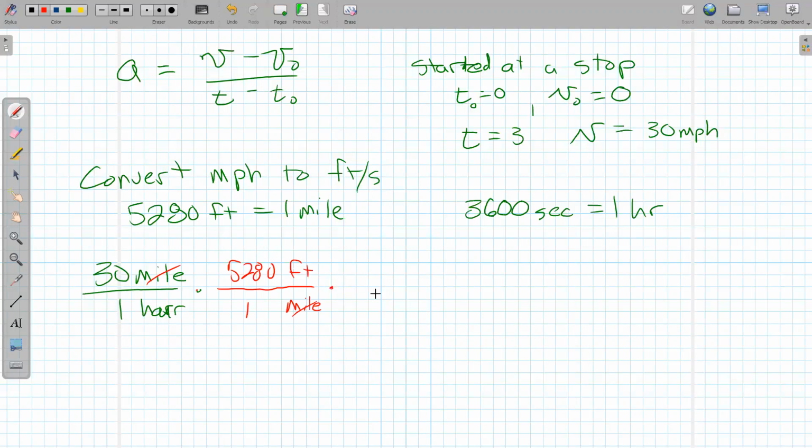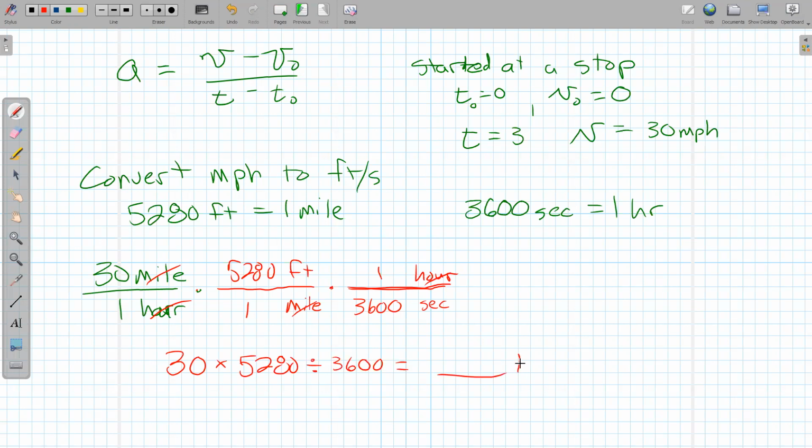For the other one, to get rid of hours, since hours started in the bottom, hours has to go in the top to eliminate it. And then I can change to seconds. And 1 hour is 3,600 seconds. So the point of this fraction is because it's in the denominator, it tells me to divide. So to make this conversion, I'm just going to take 30 in my calculator times 5,280 divided by 3,600. And that is the answer in feet per second.